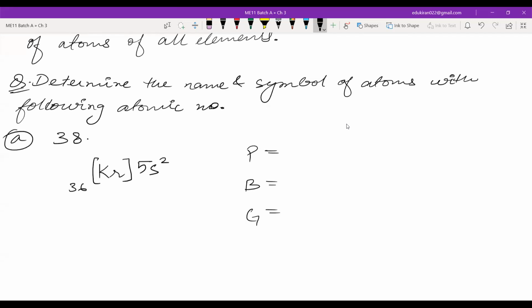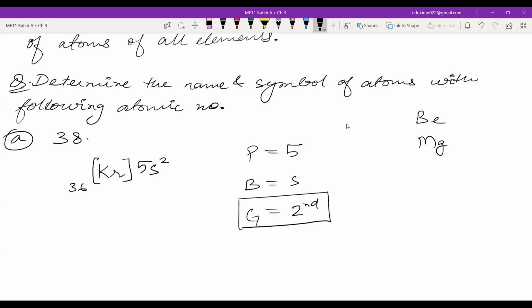What will be the period number? Sir, 5, fifth period. What will be the block? Sir, in which S block? Yeah, S block. What will be the group number? Sir, group 5. Group number 5? Wait, no, sir, wait. Group 2. Group 2, second group. So now you have to tell me what is the mnemonic for the second group?